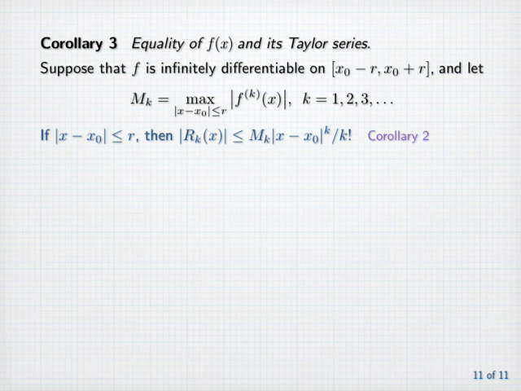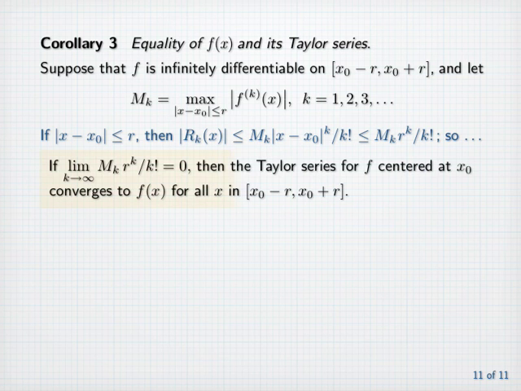which in turn is less than or equal to capital M sub k times little r to the k divided by k factorial. So, if the limit as k goes to infinity of capital M sub k times little r to the k divided by k factorial equals 0, then the Taylor series for f centered at x naught converges to f of x for all x in the closed interval from x naught minus r to x naught plus r. Now notice that capital M sub k times r to the k divided by k factorial is the kth term of a sequence, and because of the k factorial in the denominator, that sequence will tend to 0 for any r provided that capital M sub k does not grow too fast.